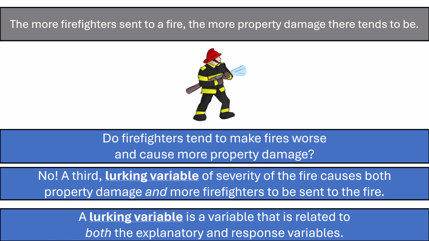Now, of course, it seems obvious or trivial in this situation, but in many other situations, we may be very tempted to assume that the explanatory variable is causing the response variable without thinking about possible lurking variables. So one of the key lessons to take out of this section is that you should always be thinking about what other possible lurking variables could be really influencing both your explanatory and response variables.